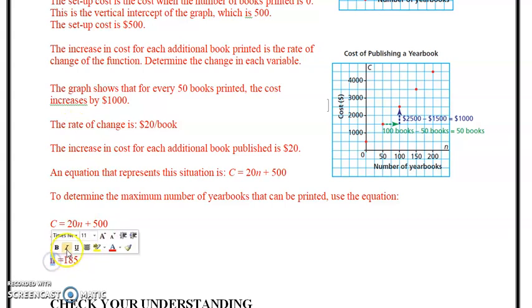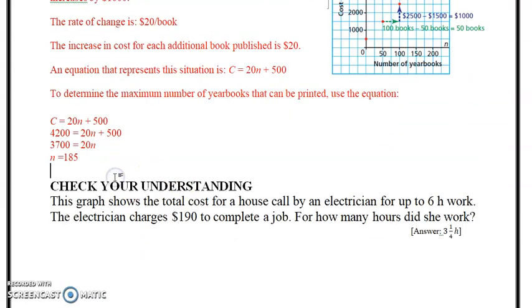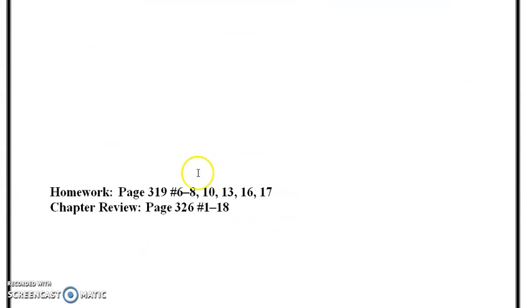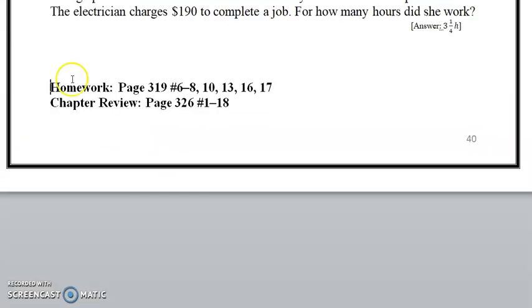Okay? So there's a check your understanding to go with that question. And then we'll be looking at the homework, which is located on there, and there's a chapter review.